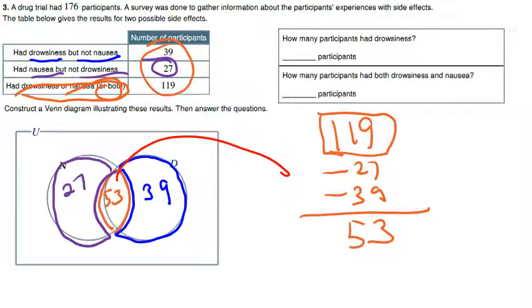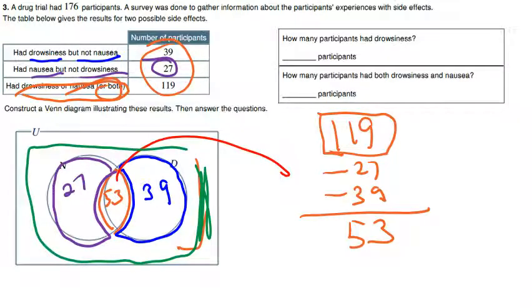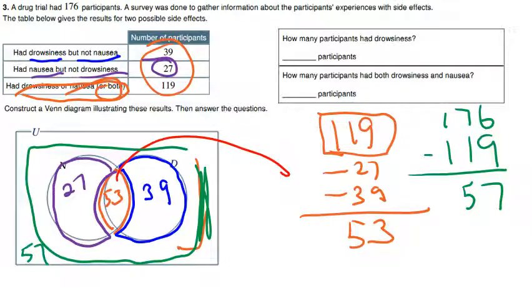Now there's one more region, and that is this outside region out here. Got to get my color right, okay? Right out here. Well, we know that there was 176 people that participated. We have already counted 119. So if you think about it, we are missing 57 people. There's only one place those 57 people can go. And those 57 people have to be on the outside. Okay?